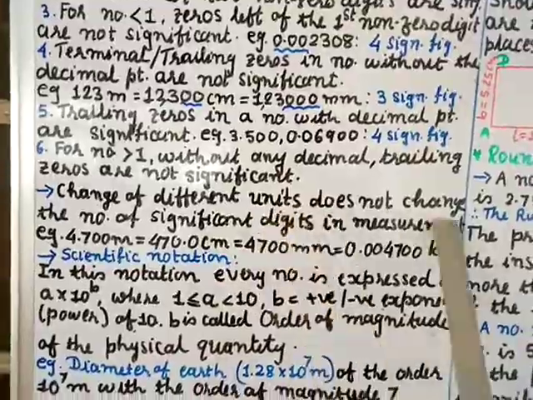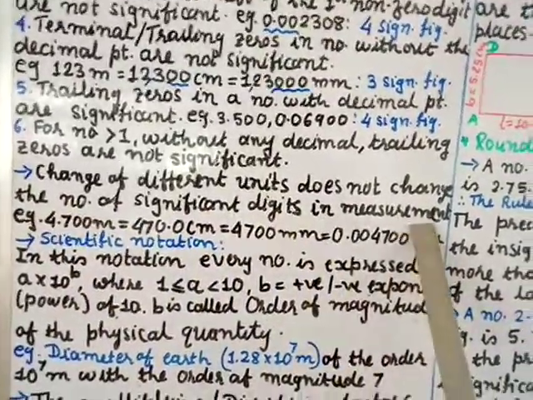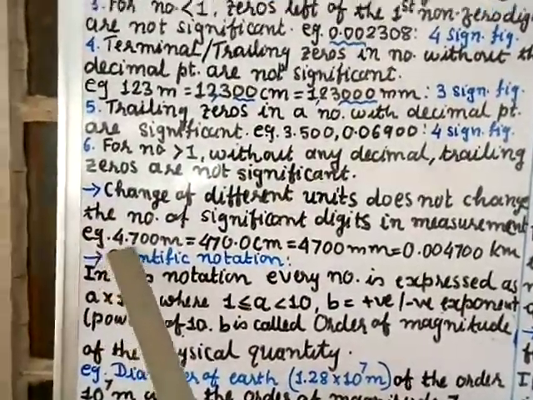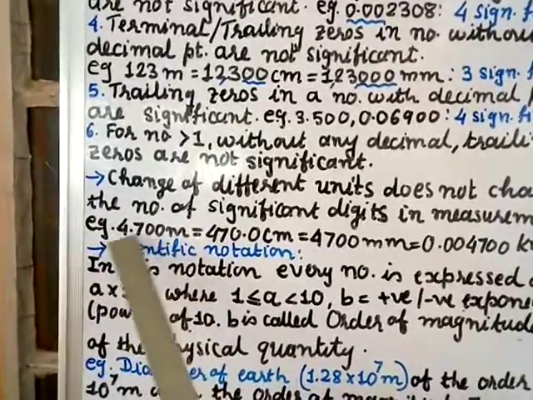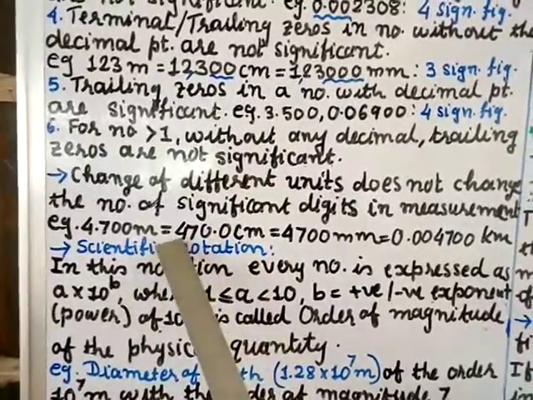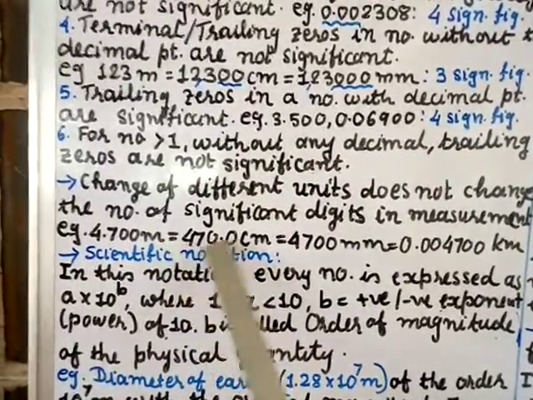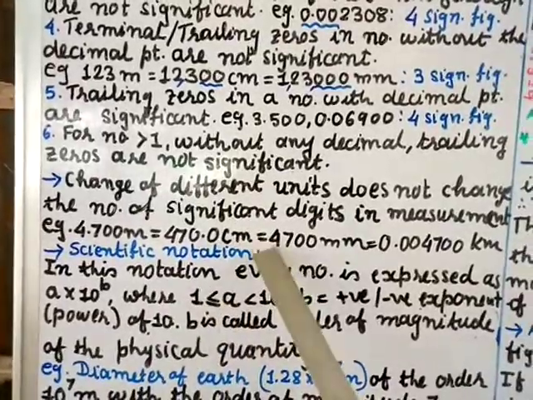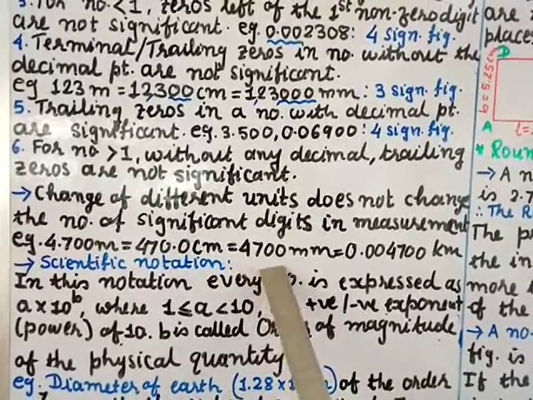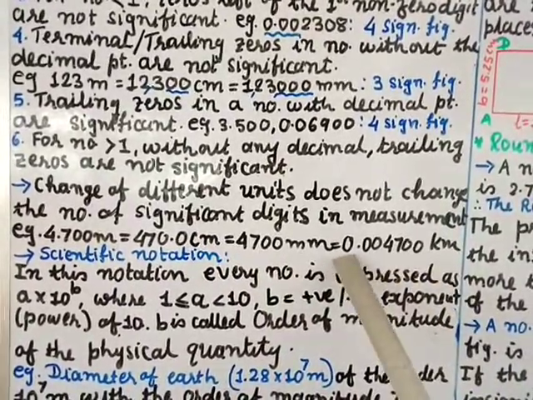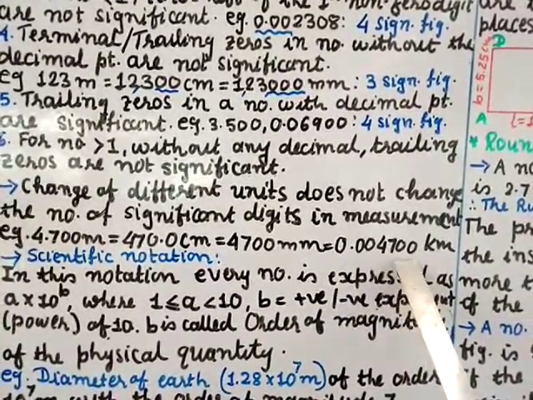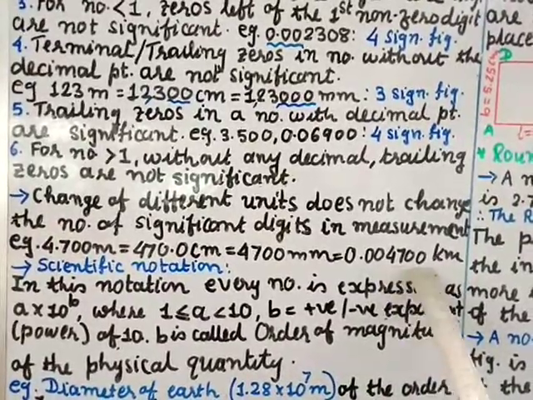Change of different units does not change the number of significant figures in a measurement. So if you change the unit, the number of significant figures should not change. Example, 4.700 meter. In this, there are 1, 2, 3, 4 significant figures. If I change from meter to centimeter, it becomes 470.0. So the significant figures remain the same. Then 4700 millimeter. In millimeter also there should be 4 significant figures. In kilometer, if I convert, it is 0.004700. Here also these zeros are not included, but 4700 are included. So these are 4 significant figures.